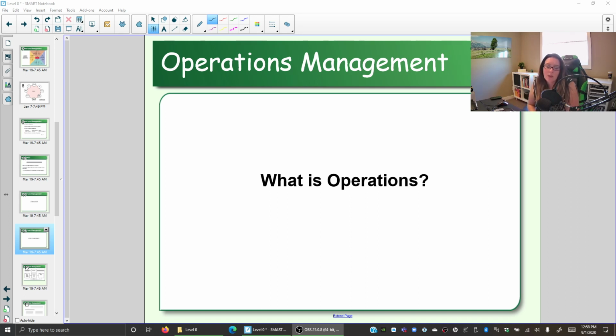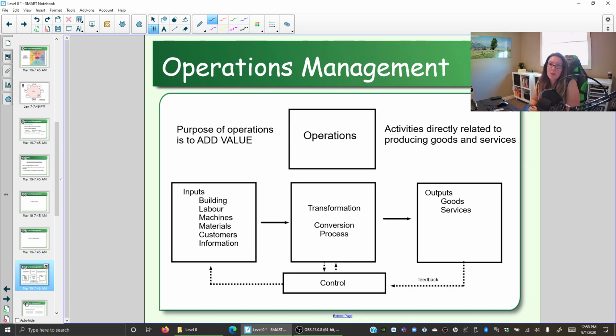We've been talking in the last couple of videos about managing operations. But before we can dive in and look at how to manage operations, we are going to need to figure out what is involved in operations. So let's look at what is operations. The purpose of operations within a company is to add value.